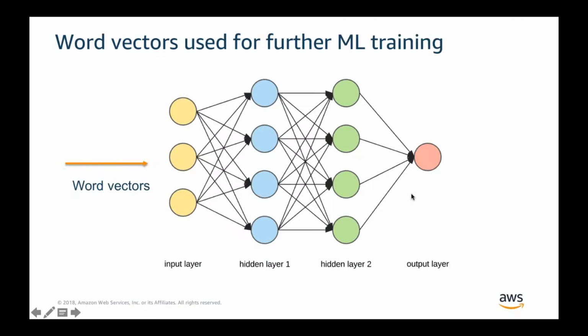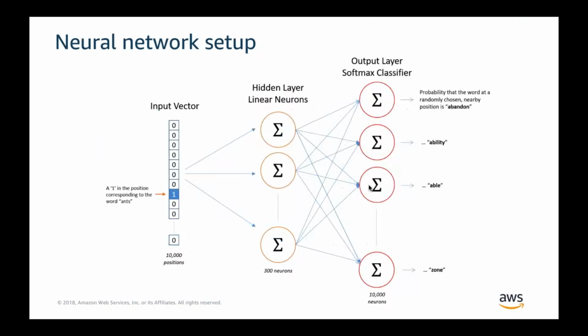I think the question is about this diagram. What is the representation of the output word? That is also one hot encoded output. The output layer is also one hot encoded. And that is because this is a softmax classifier. It gives you the output from 0 to 1.